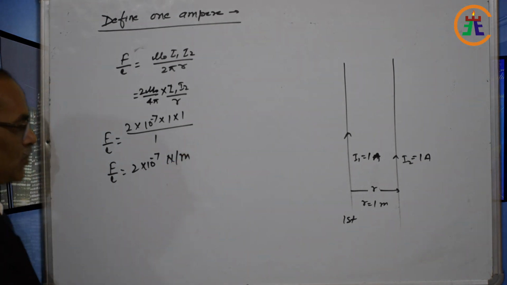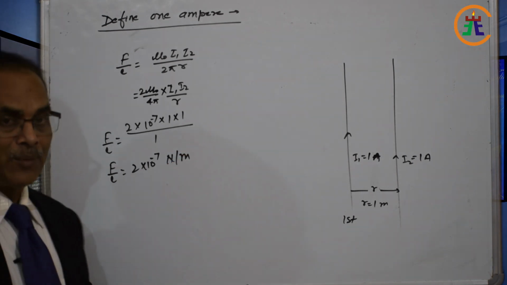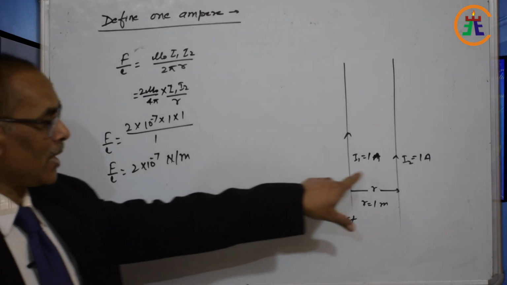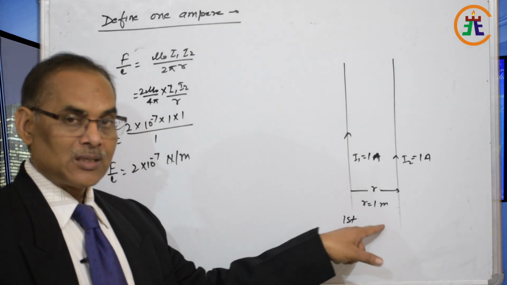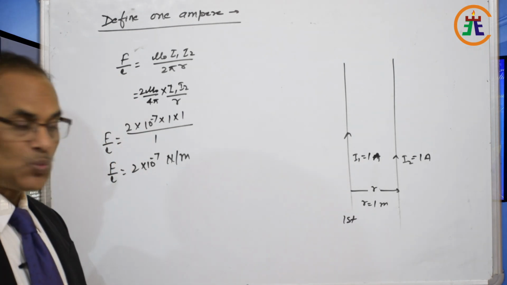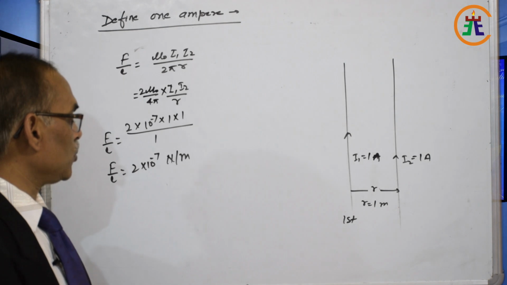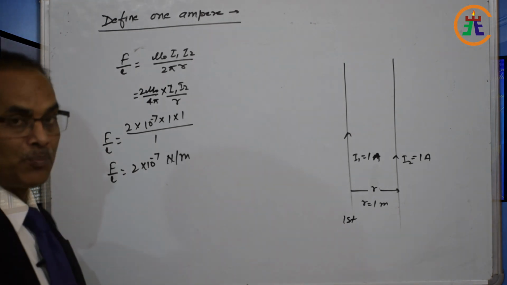So the force between the two parallel conductors, when 1 ampere current passes through the first conductor and through the second conductor and they are separated by 1 meter, then the force between these two conductors is equal to 2 into 10 to the power minus 7 Newton per meter.